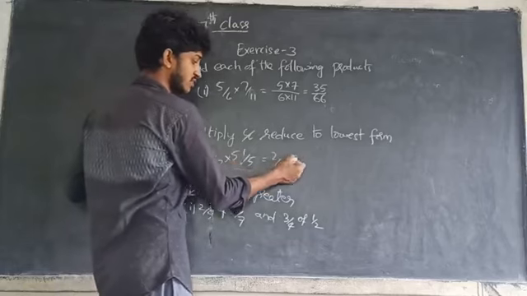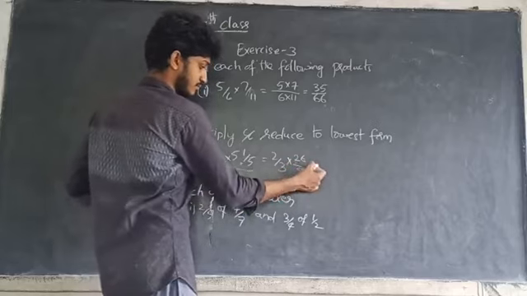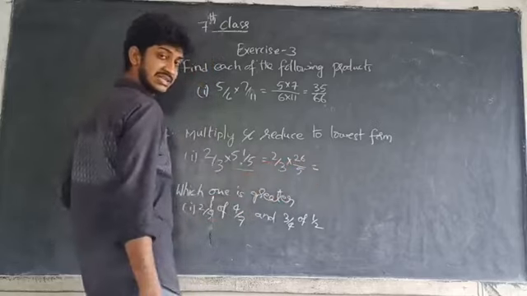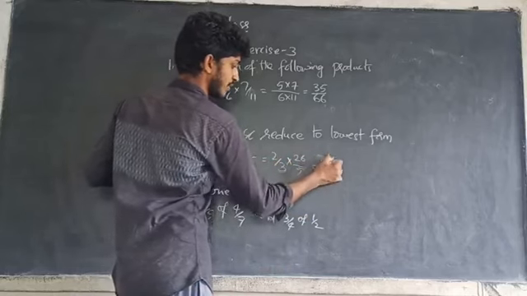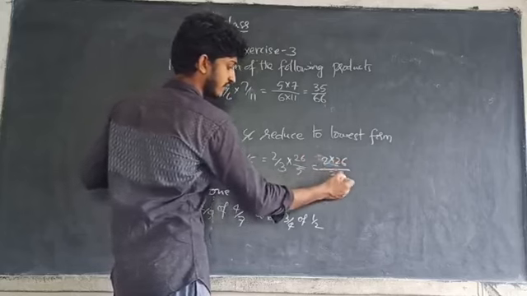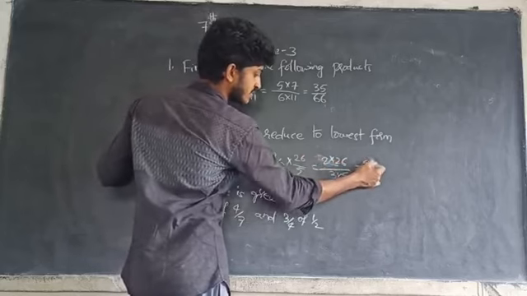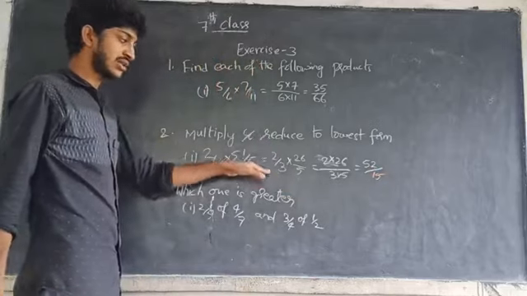So 25 plus 1 is equal to 26, with denominator 5. So here 2 into 26 is 52, divided by the product of denominators, 3 into 5. So 2 into 26 means 52 by 3 fives are 15. Okay children, like that we have to solve these problems.